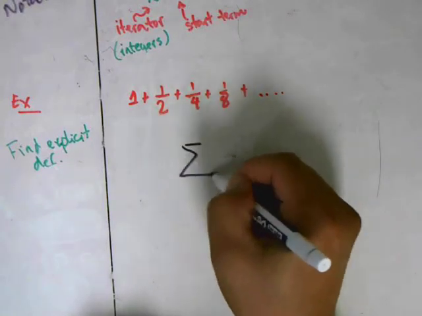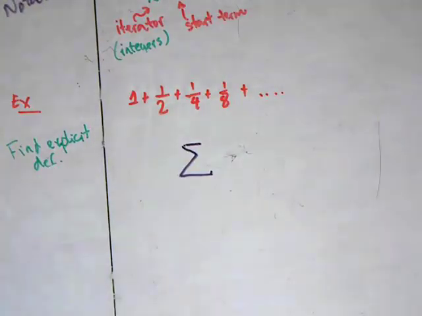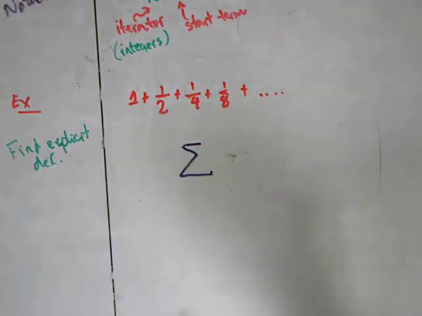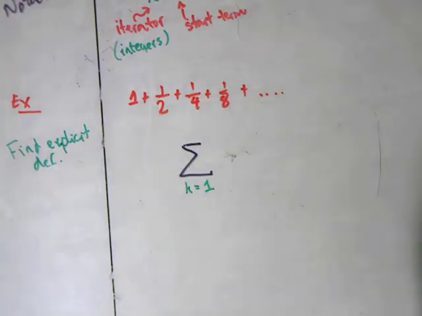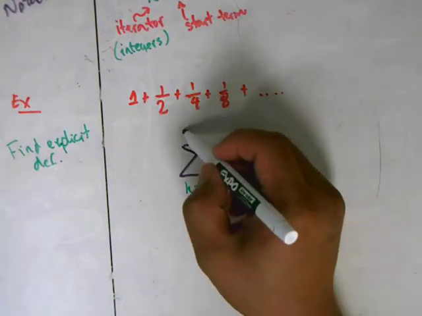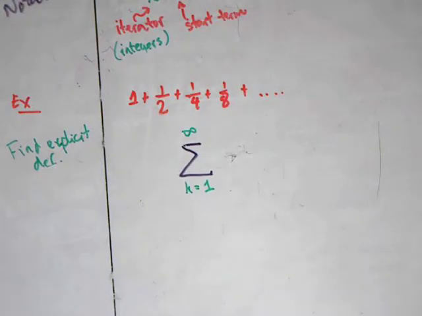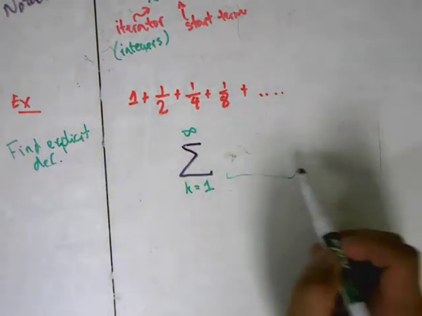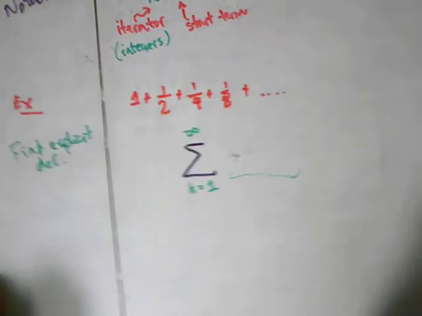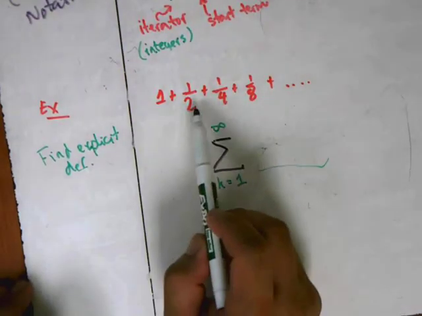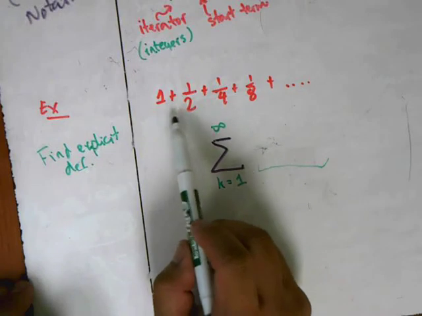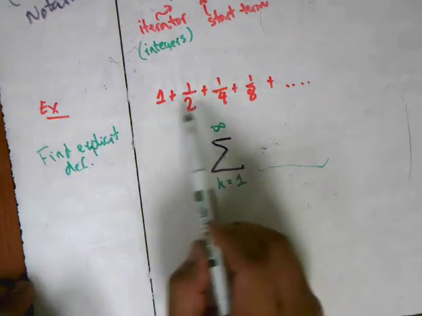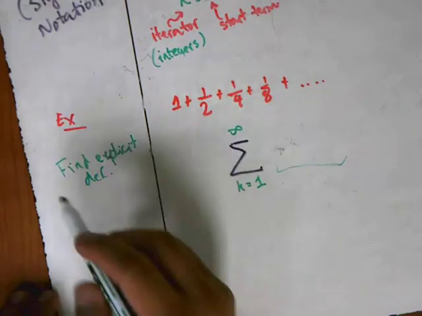So we'll make our summation notation. And we can see here that we say that k starts out at 1, and because it goes on forever, the top here is going to be infinity. Okay. And now what we need that goes in here is an explicit definition. Well, if you look at this, it's 1, 1/2, 1/4, 1/8. So this is a geometric series or sequence that has a common ratio of 1/2.